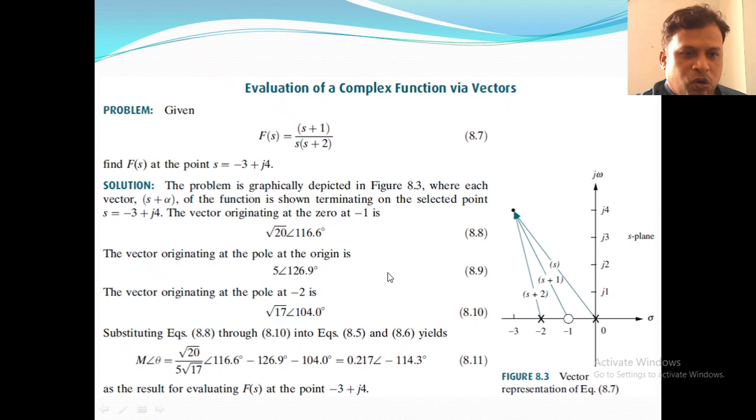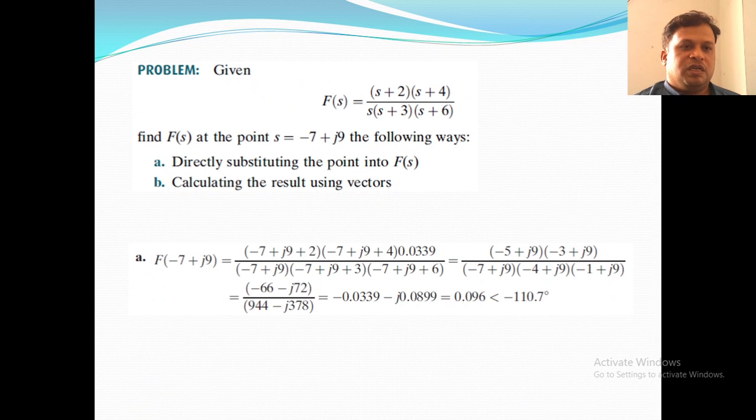If we are plotting it to a scale, the vector originating at 0 at minus 1 is root 20 at an angle of 116.6. In a similar way, the other pole at minus 2 is root 17 at an angle of 104.0. Now, substituting these values, we get the magnitude and angle, that is 0.217 at an angle of minus 114.3 degrees. As a result, we evaluate f of s at the point minus 3 plus j4.